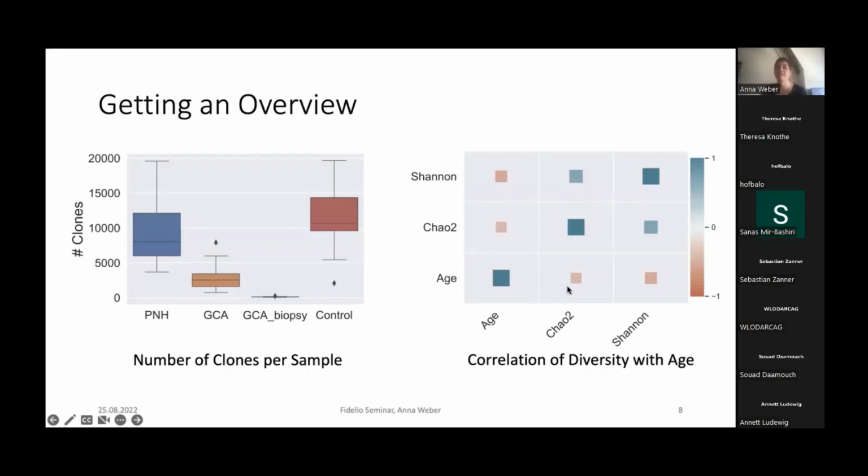And we see that they're clearly anti-correlated to age. So basically, the higher the age of the subject, the lower the diversity. And that's what you would expect from the literature. But that also means that diversity measures aren't really going to be useful in our analysis, because they are very much influenced by age, and we have this age imbalance between the GCA patients and the healthy controls.